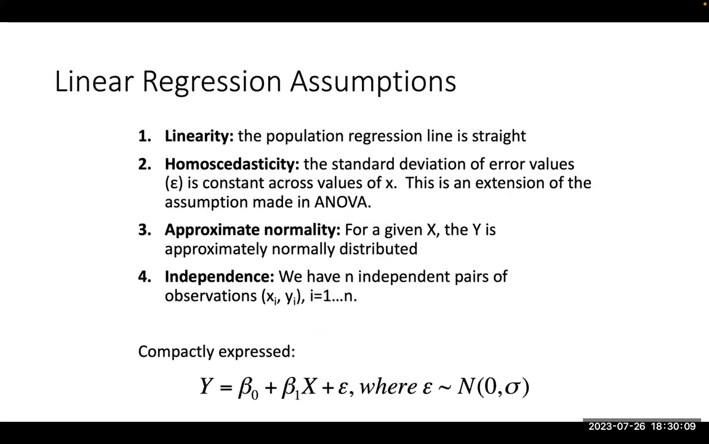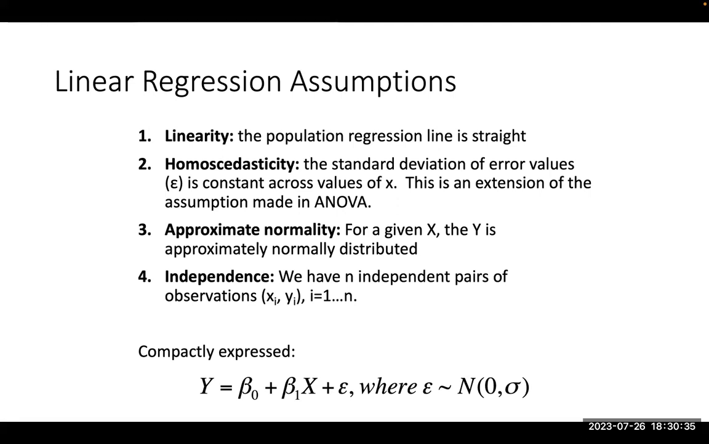So homoscedasticity is a more elaborate, extended version of the assumptions for ANOVA, where you remember the variance of each of these groups shouldn't exceed that of the others by more than like 20%. Then you have approximate normality. This is more of a rule of thumb again, but you need to understand that your data is more or less normally distributed.